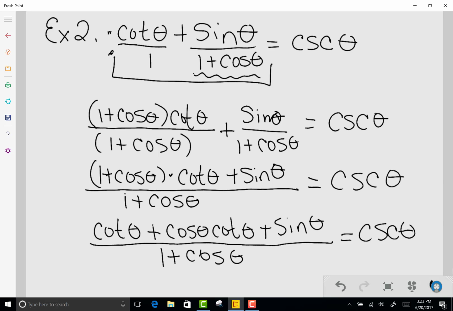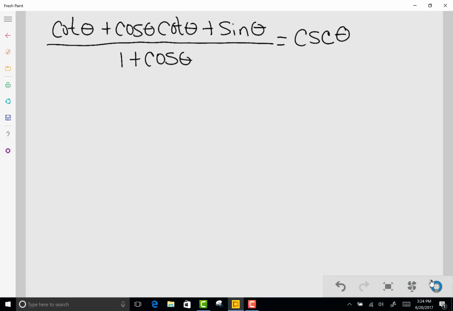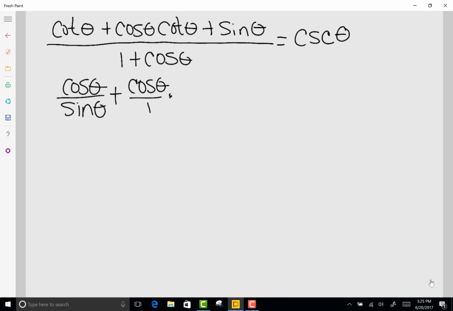So this one's a little bit lengthy, but not hard, just a little bit more lengthy. Now what I want to do is, it doesn't look like I can go much further from here by combining like terms or anything like that. So I'm going to try mixing methods here, and I'm going to add in the method of trying to change everything into sines and cosines. So I'm going to rewrite cotangent as cosine theta over sine theta plus cosine theta over 1 times cosine theta over sine.